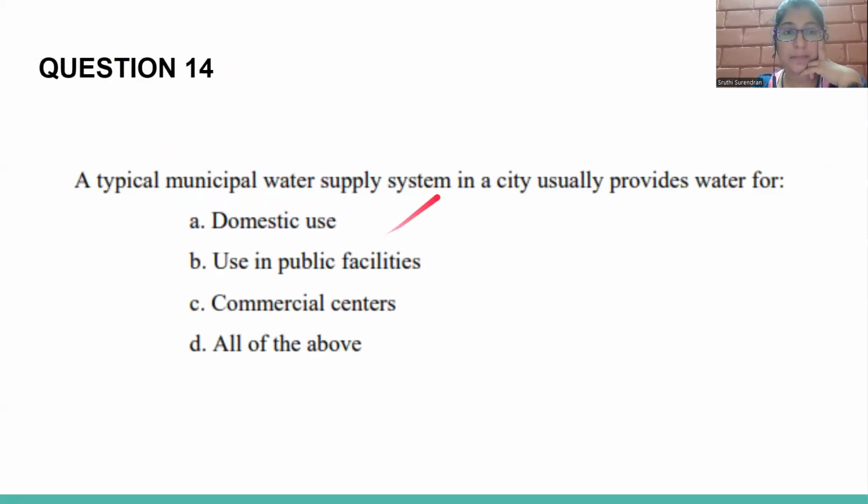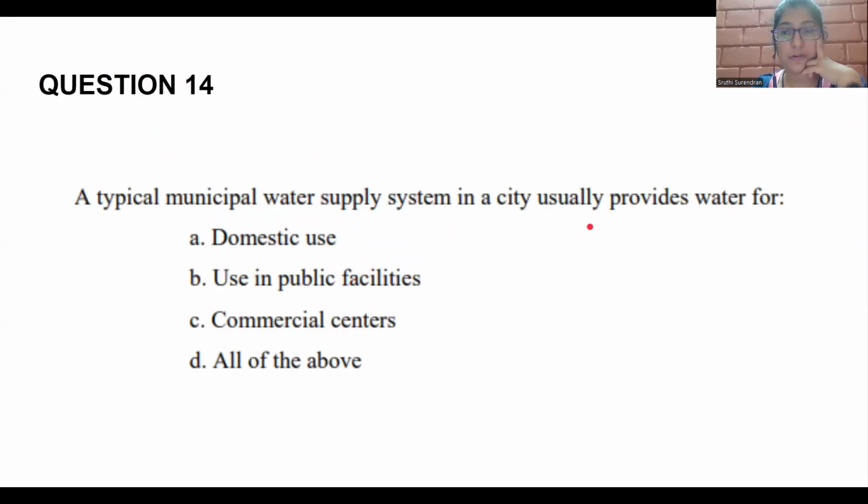The next question. A typical municipal water supply system in a city usually provides water for what all purposes? Is it domestic use, public facilities, commercial centers, or all of the above? Pretty simple question. A municipal water supply system in a city usually provides water for domestic use, use in public facilities, commercial centers, or all of the above.